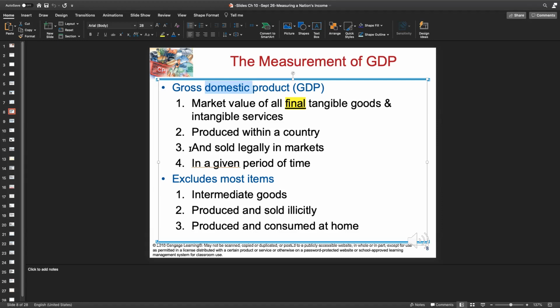The other important factor you have to consider when you are calculating and measuring GDP is that it should be sold legally in the market. So any goods and services in the black market that are illegal are not considered in the calculation of gross domestic product. For example, marijuana still is not legally exchanged, bought, and sold in the state of Maryland. So therefore, it is not included in the gross domestic product.